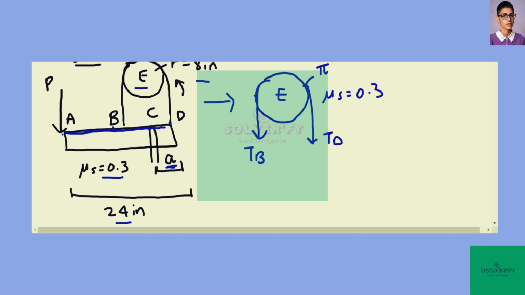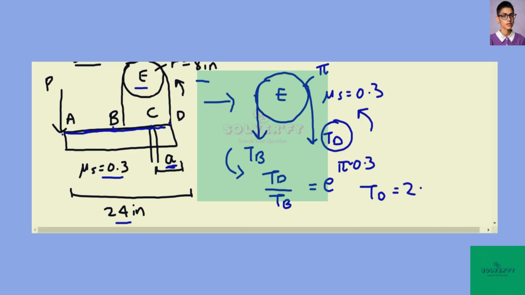And so from the first free body diagram, we get our first equation for impending slip. So we have TD, which is the higher tension because the motion is counterclockwise. So TD over TB is equal to e to the pi times 0.3. And so TD is equal to 2.566 TB. So that's our first equation from the free body diagram of the brake drum.